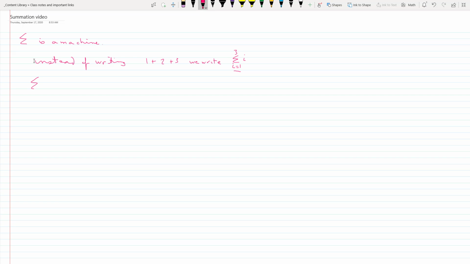So if we take the summation for I equals 1 to 7 of I, that's going to equal 1 plus 2 plus 3, and we're going to stop at 7. So we go from I equals 1. Let me just go to green with this. And we end with the 7. So that's your starting point, your stopping point.